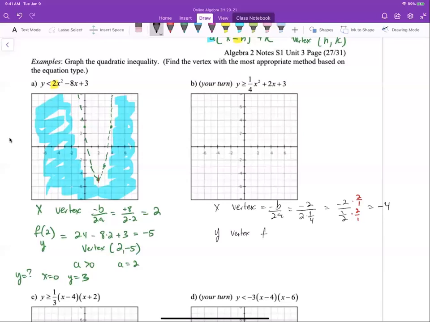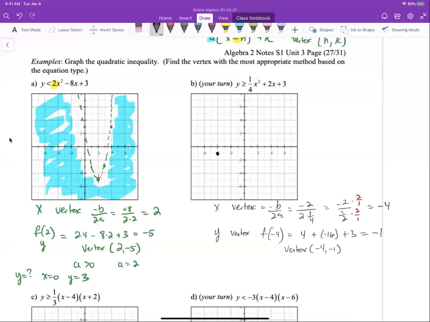Okay, how do I find the y coordinate of the vertex? I take that negative 4 and plug it into the equation, and I will get 1/4 times negative 4 squared. Negative 4 squared is 16. 1/4 of 16 is 4, plus negative 4 times positive 2, that'll be a negative 16, and then plus 3, and I will find the y coordinate to be negative 1. Okay, and so there's my vertex, and that is at negative 4, negative 1. So let's go plot that. Negative 4, negative 1. So here is my vertex.